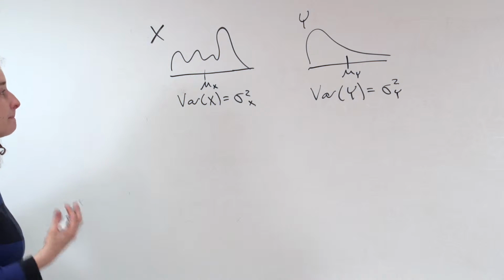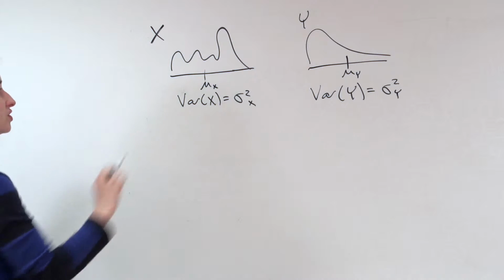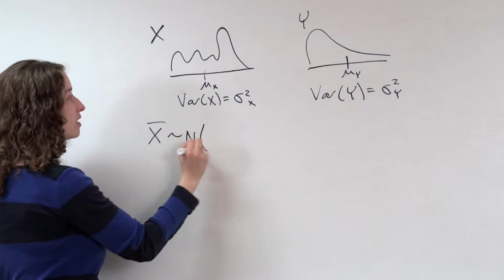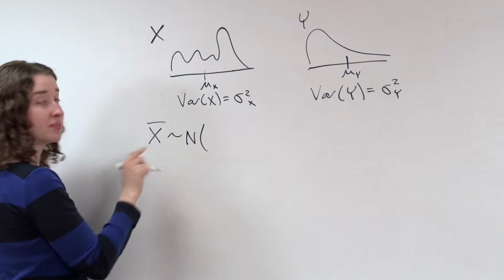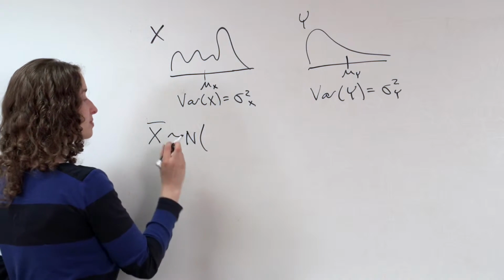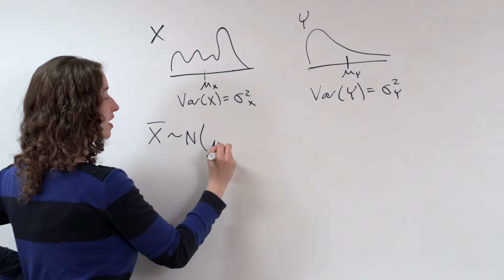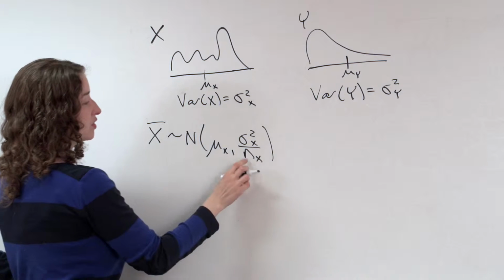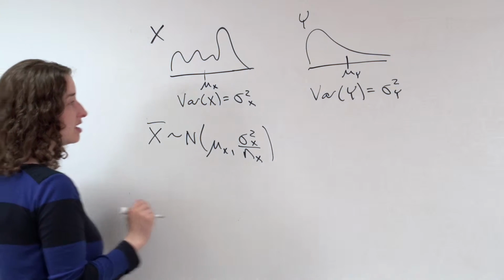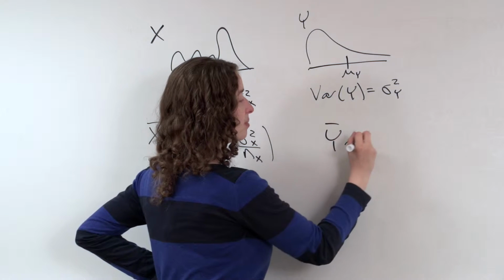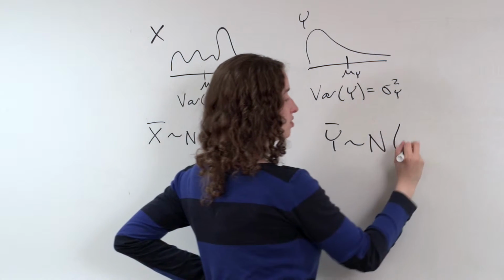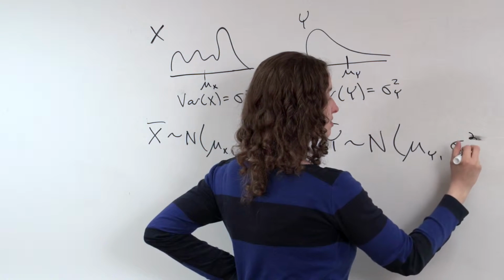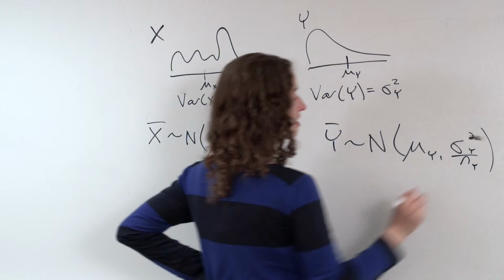Okay? By the central limit theorem, for each of these two distributions separately, I can say that x bar should follow a normal distribution. Even though this curve wasn't normal, x bar should be normal because of the central limit theorem. X bar should follow a normal distribution centered at mu x with variance sigma squared x divided by whatever the sample size was, which I'm going to notate nx to make sure we're thinking of x. In parallel, I can say that y bar is expected to follow a normal distribution centered at mu y with variance sigma squared y divided by ny.